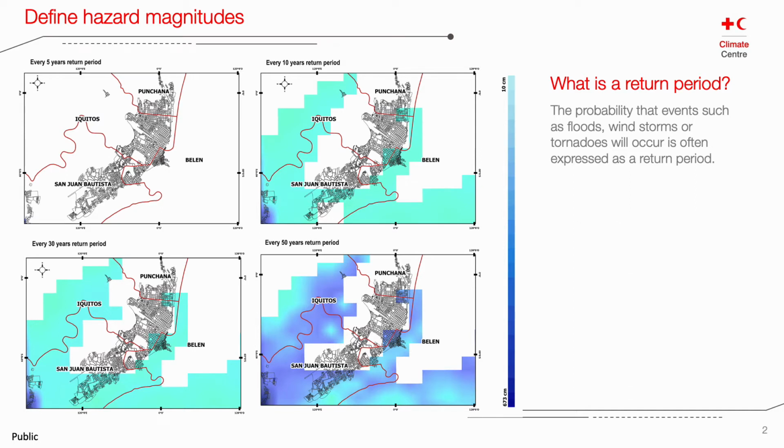This doesn't mean that if a flood occurs with this return period, the next flood will occur in about 100 years. But it means that in any given year, there is a 1% chance of it occurring, regardless of when the last similar event occurred.